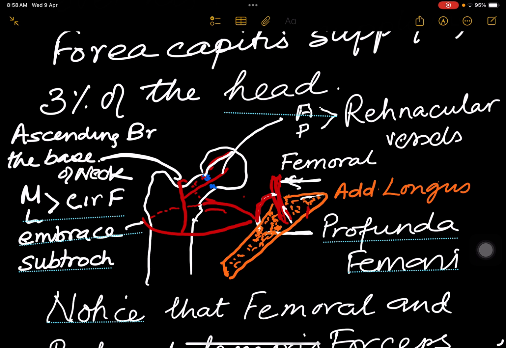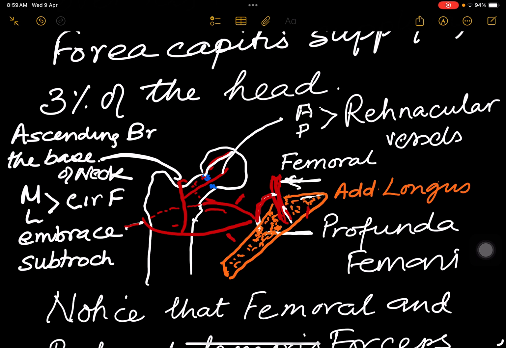The medial and the lateral circumflex femoral. So you see this arch, it is profunda femoris embracing the subtrochanteric region by the medial and the lateral circumflex femoral, and this arch makes another arch on the base of the neck by the ascending branches of the lateral and the medial circumflex femoral.